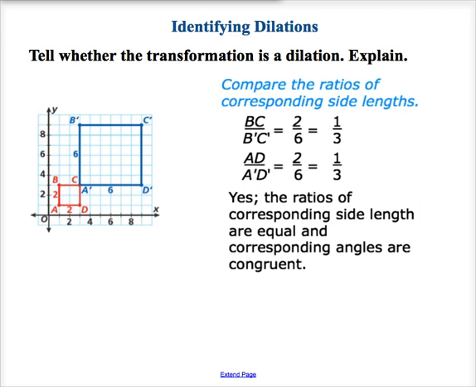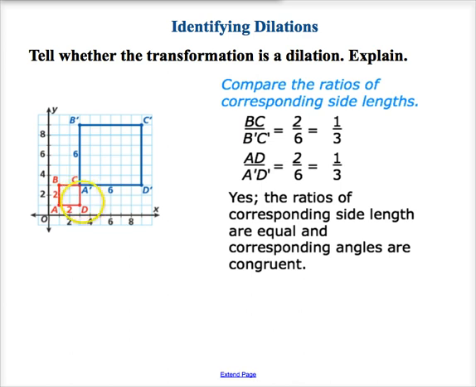We can figure out if a transformation is a dilation by using that idea of similar figures. So if you notice my original figure here, A, B, C, and D, this is the dilation, A prime, B prime, C prime, D prime. We can check to see if these side lengths are each 2 and these side lengths are each 6, the angles are corresponding, the sides correspond, the ratios are the same. So yes, they are in fact a dilation.